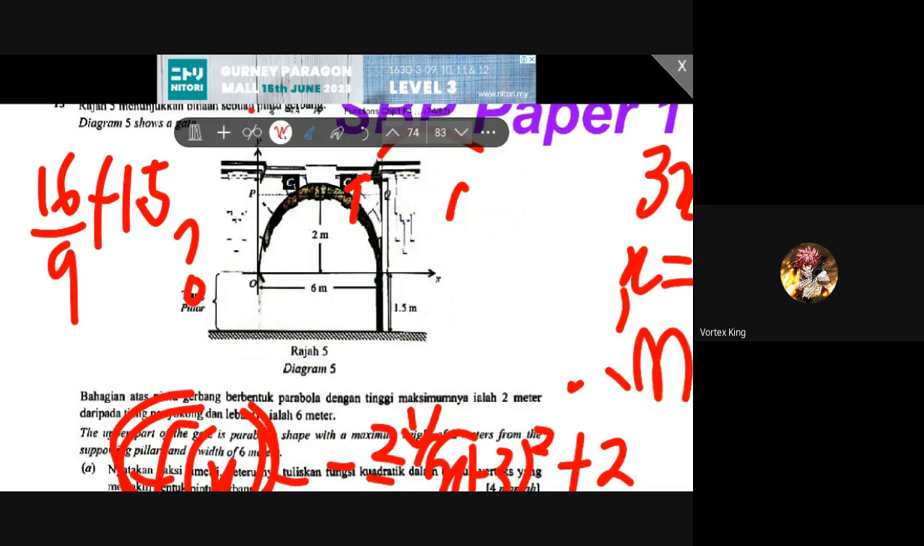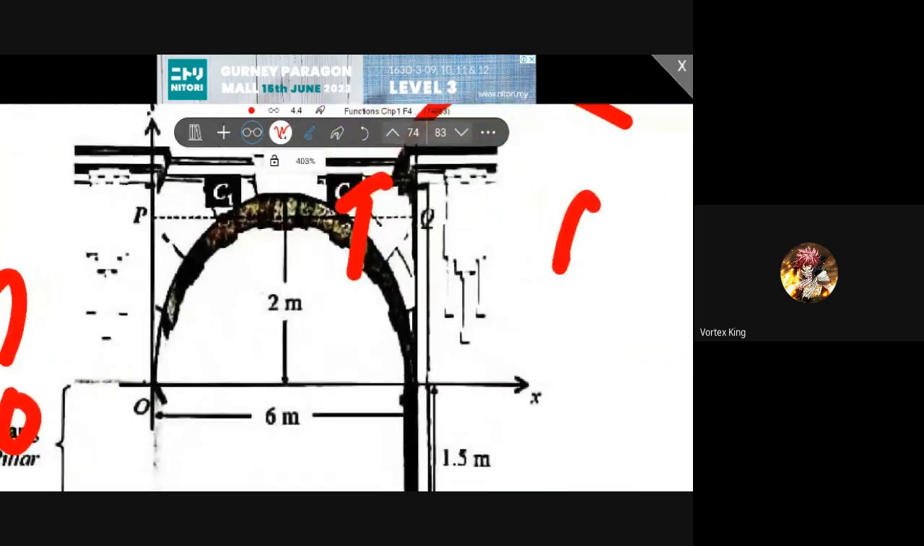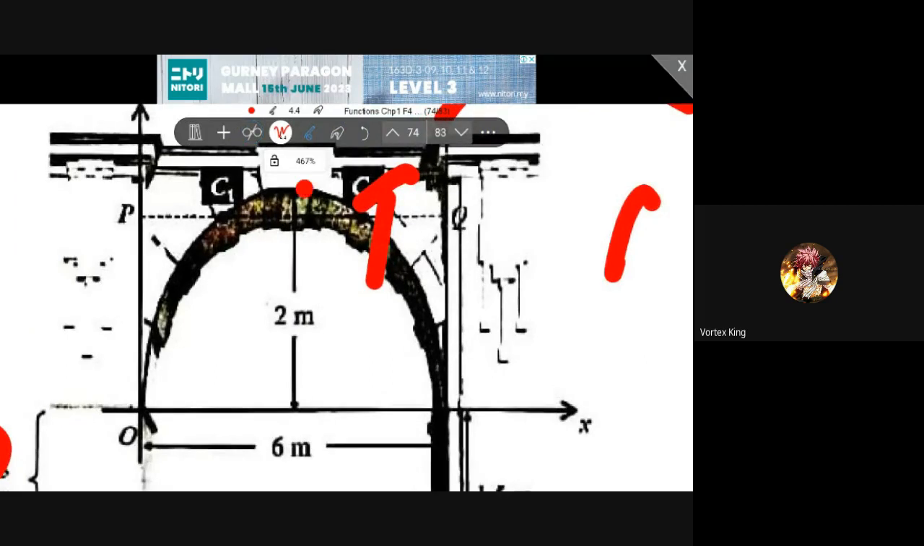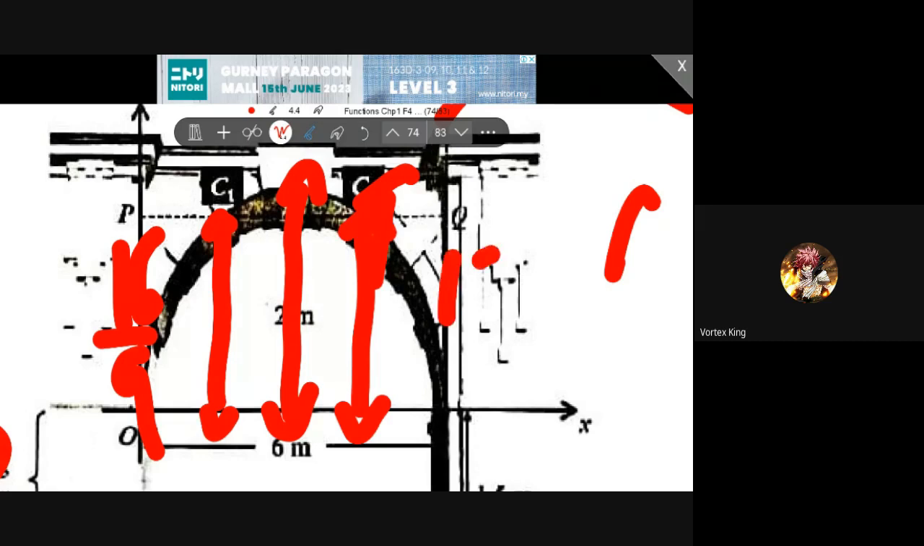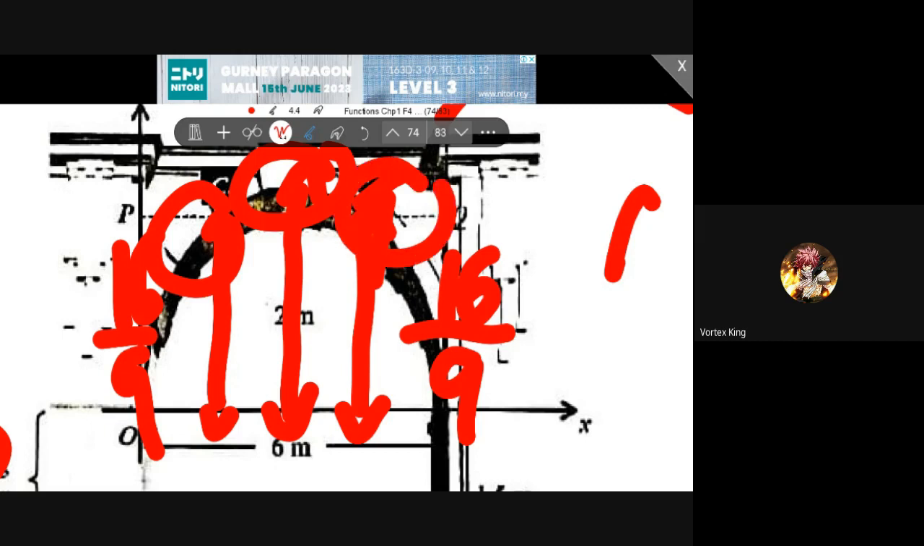I zoom in. Just now I saw some people wrote 2 plus 1/5. Let me tell you why not. 2 is actually this one. Okay, 2. This is 2. But the lamp is here, it's slightly shorter. Not 2. That's why it's 16/9. Same here. This is also 16/9. So that is why you cannot plus 2. Okay, understand now? That's why I got 16/9. 2 is the maximum point. This one is not the maximum point, just at the side.